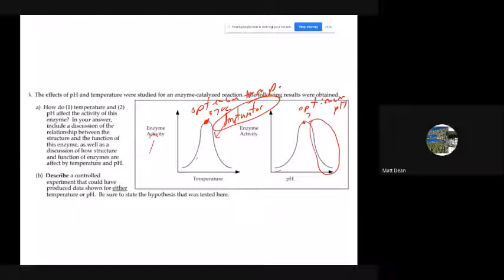Now, part B wants us to describe a controlled experiment that could have produced data shown for either temperature or pH. So it says, be sure to state a hypothesis that was tested here. So I'm going to say that temperature can have an effect on the rate of an enzyme catalyzed reaction. That's going to be my hypothesis.